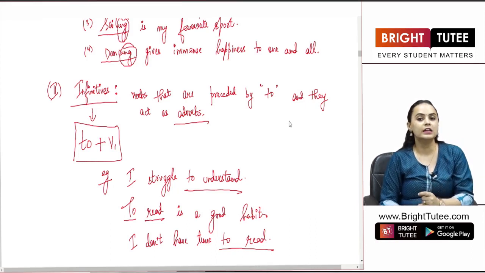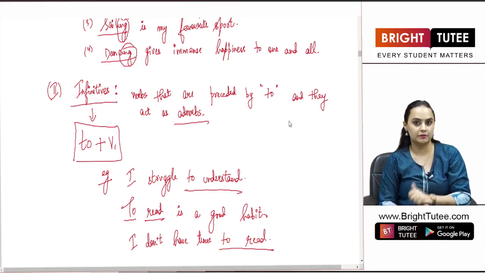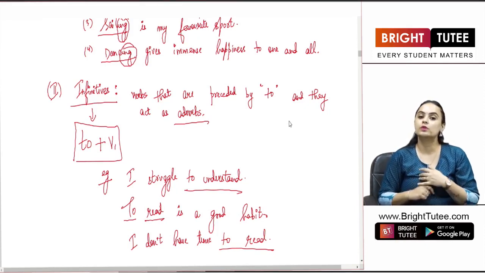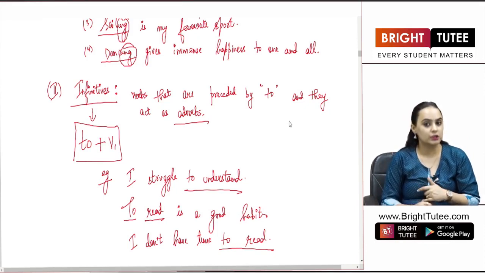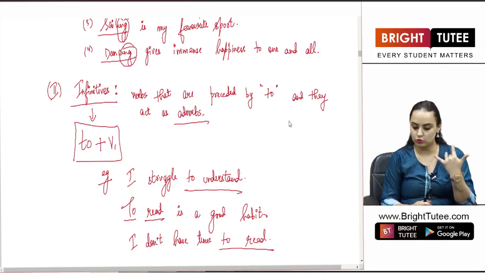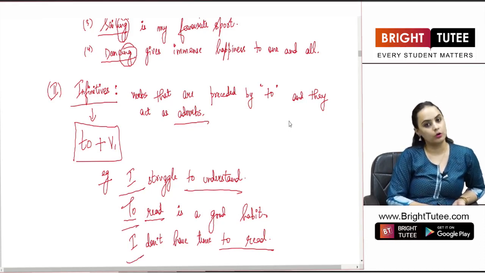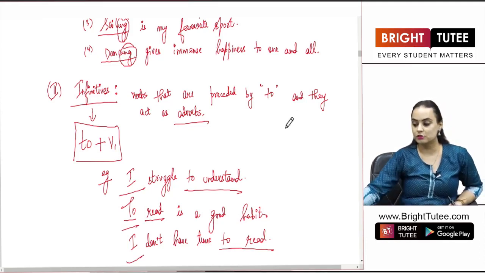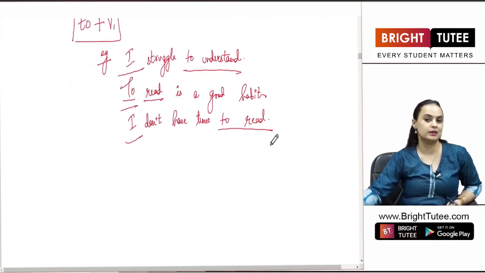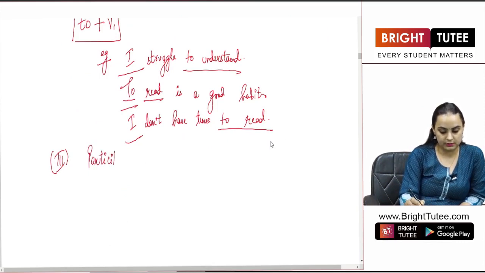So, what are infinitives? Infinitives are those non-finite verbs which will always be preceded by to, and again they will never change their form, no matter whether your subject is singular or plural, whether it is in the present or past, they will always remain the same. And the last type of non-finite verbs are participles.